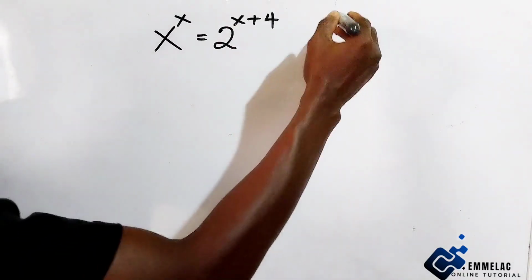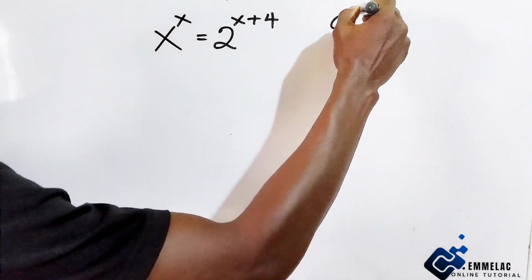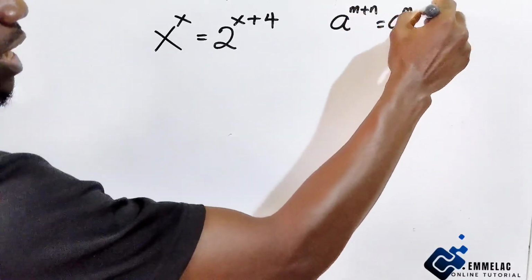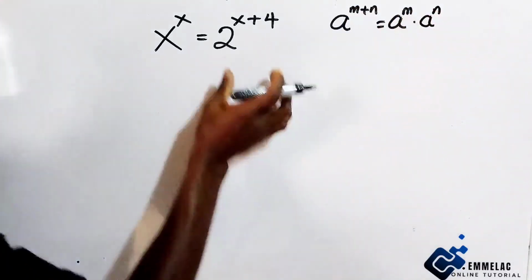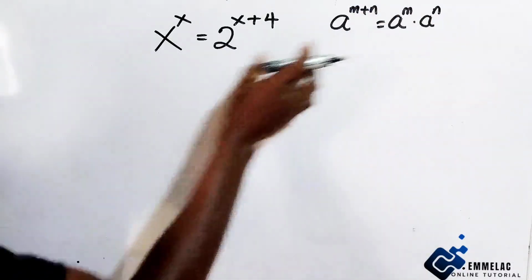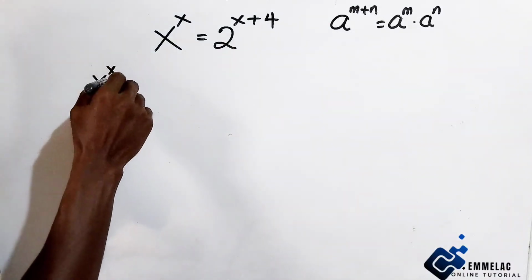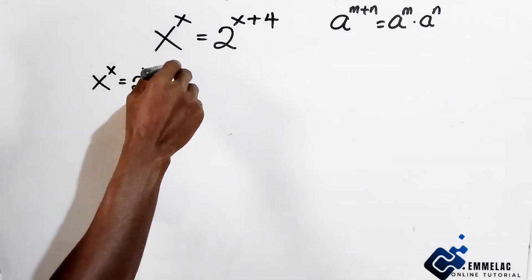Alright, now let us recall according to the law of indices that when you have a raised to the power of m plus n, it equals a raised to the power of m times a raised to the power of n. So they will have the same base. Now if I were to use this to solve this, here we have x raised to the power x equals 2 raised to the power of x times 2 raised to the power of 4.